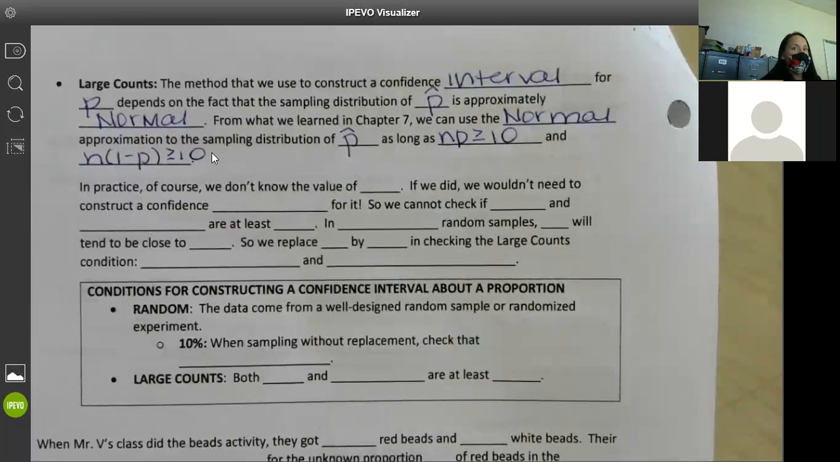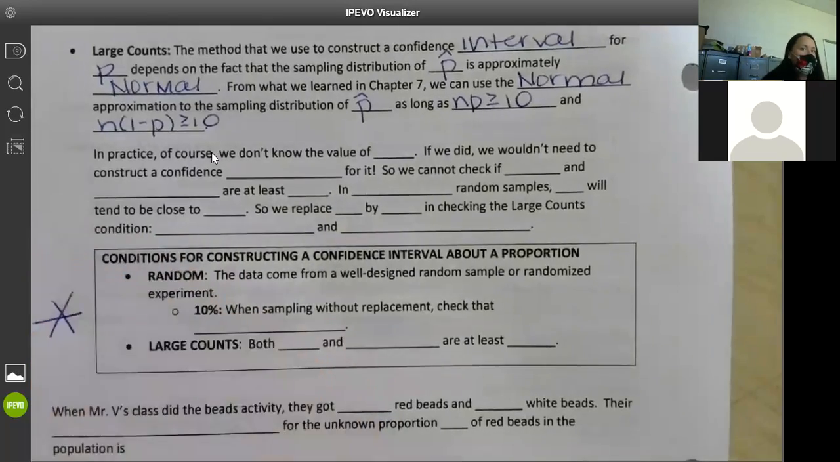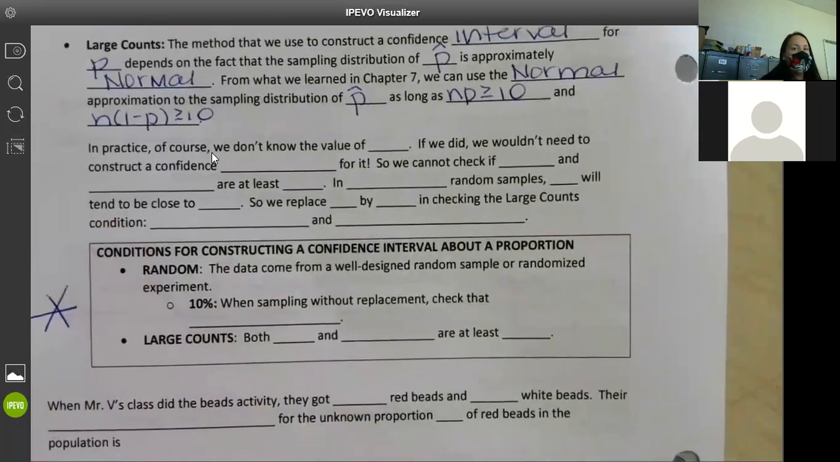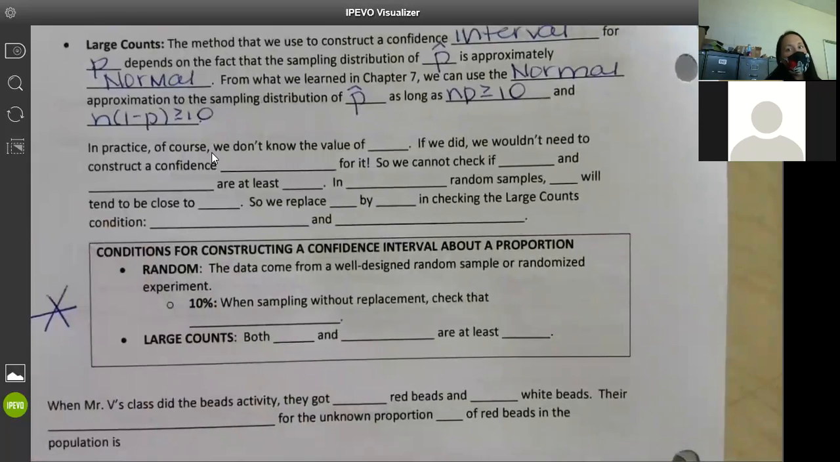So here are your conditions in a box. These are the ones you're going to have to check. Random is that the data comes from a well-designed random sample or randomized experiment. It will tell you: we took an SRS, we took a random sample of people, people were randomly selected.